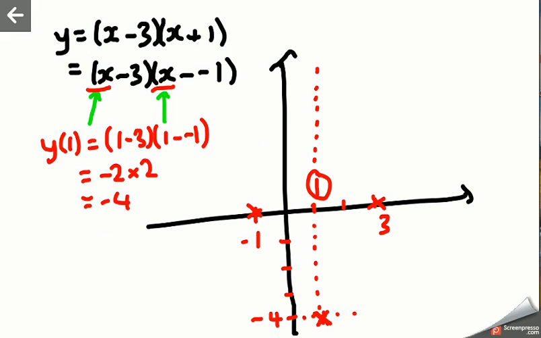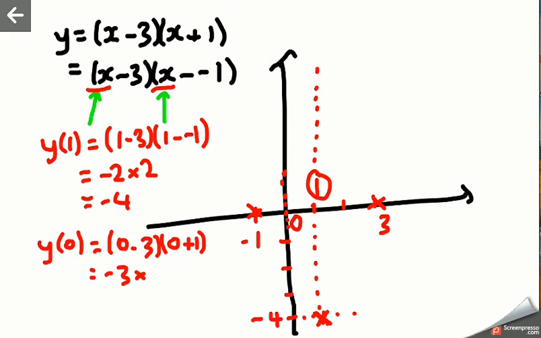And if we really want to be extra detailed, we can work out the y-intercept as well. Where does our parabola go through the y-axis? Well, when it goes through the y-axis, our x-coordinate is 0. And so to find the y-intercept, we put x equals 0 into our function. So y of 0 equals (0 minus 3) times (0 plus 1), and that's equal to negative 3 times 1, which is equal to negative 3. And hence our y-intercept is when y is equal to negative 3. So that's that point right there.